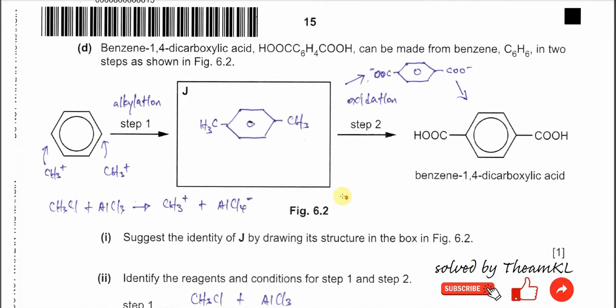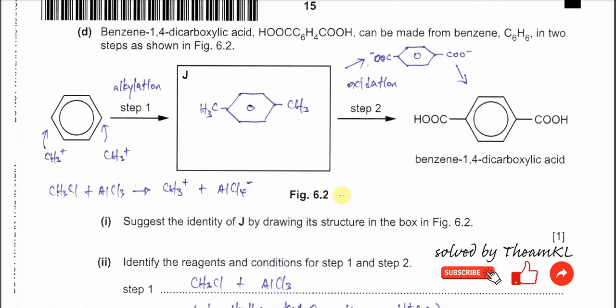Okay, part D. Benzene 1,4-dicarboxylic acid, the last one, can be made from benzene in 2 steps. This one is quite clear. We need to do alkylation first, meaning we need to add an alkyl group to the benzene ring. How? First, we must use a haloalkane. We just use chloromethane, no need for a longer hydrocarbon chain. So use chloromethane together with the catalyst, aluminum chloride.